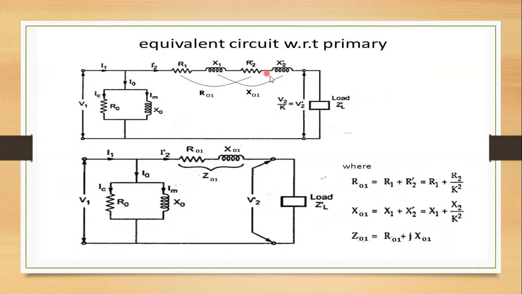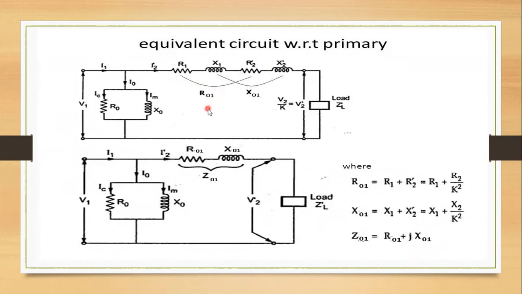R2 dash is nothing but R2 by K square. X2 dash is equal to X2 by K square, V2 dash is equal to V2 by K, and I2 dash is equal to K times I2. So like this, all parameters can be converted primary to secondary and secondary to primary. Then what is the equivalent resistance? It is nothing but R01, the total primary side resistance referred to the primary. Secondary side parameters referred to the primary are denoted by R01.